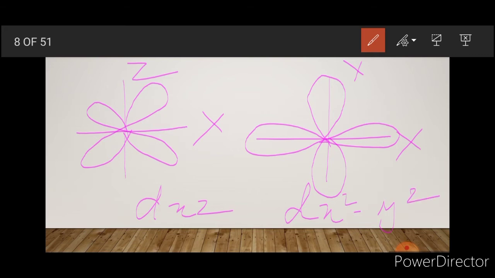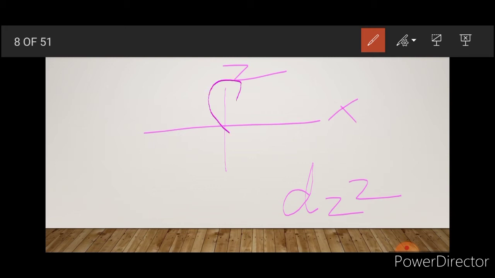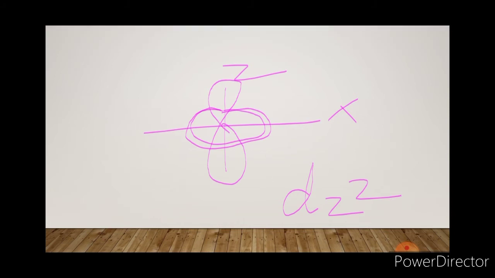Okay, and the orbital diagram of dz square. One will be z, one will be x, the dz square, and here we will show it like a spherical shape. This is your structure of d orbitals. Okay, this was all about the structure of s, p and d orbitals.